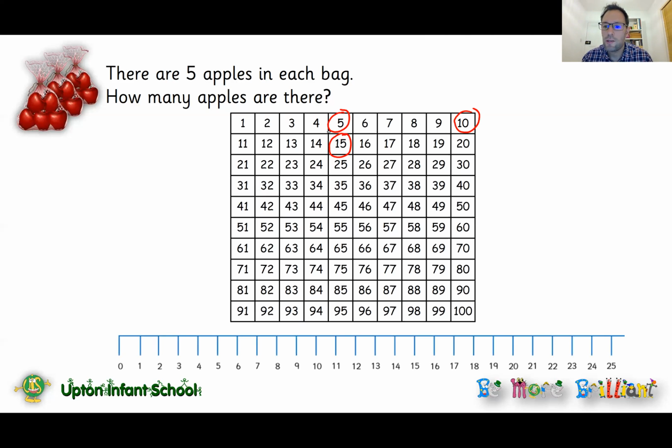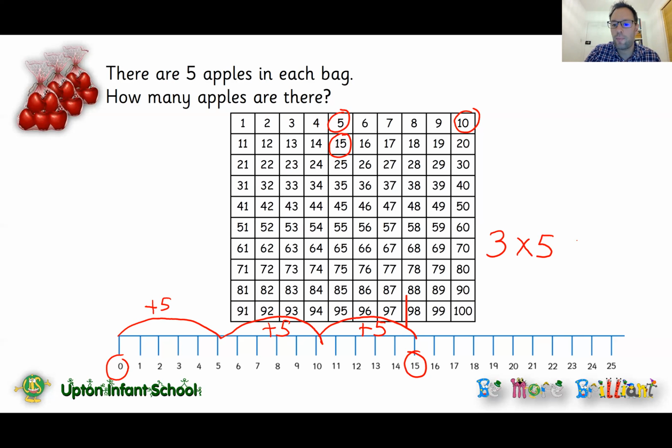I could, of course, use my number line, and I'm going to show 3 jumps of 5 on my number line. So if I start at 0, I'm going to do a jump of 5, and then I'm going to do another jump of 5, and then I'm going to do my last jump of 5 with a funny squiggle, and I have landed on 15. So my number sentence again is 3 lots of 5, 3 bags of 5 apples, and the answer is 15.